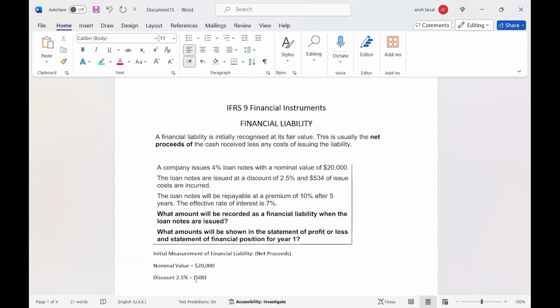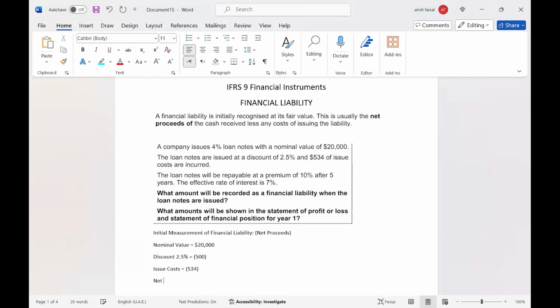And then there is also your issue cost, which is 534, so you also need to reduce that. The final net proceeds would be 20,000 minus 500 minus 534. So you basically get 18,966. That's the net proceeds, or the value at which you are supposed to record the liability.